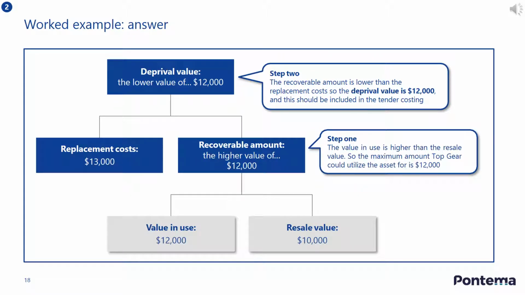As you can see from the slide, the value of the asset in use is higher than the resale value, so the maximum amount Top Gear could utilize the asset for is $12,000. With a replacement cost of $13,000, the recoverable amount is lower than the replacement cost, so the deprival value is $12,000, and this should be included in the tender costing.